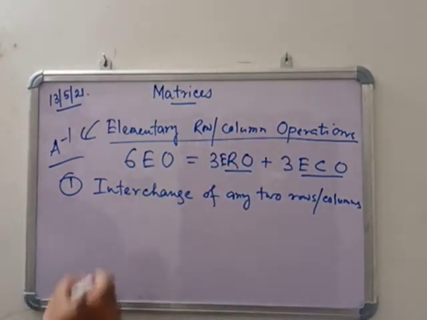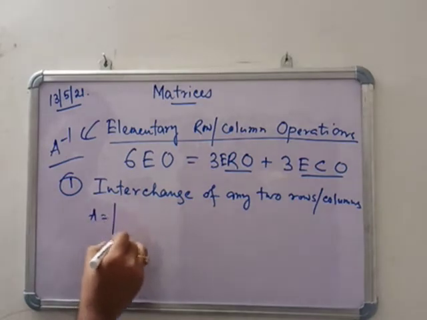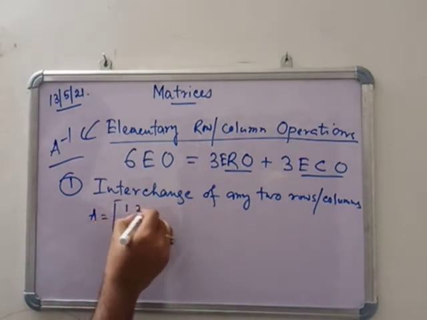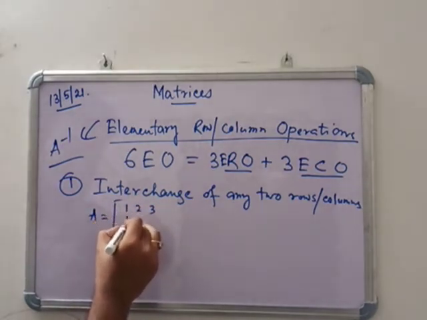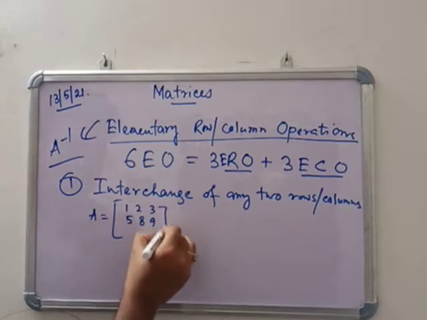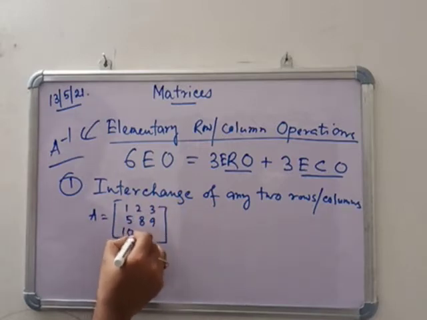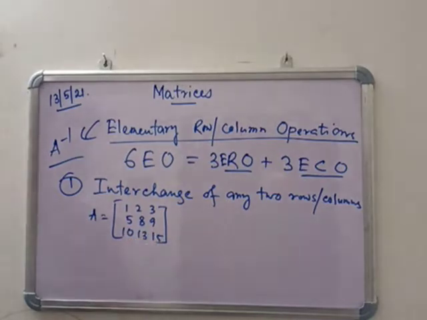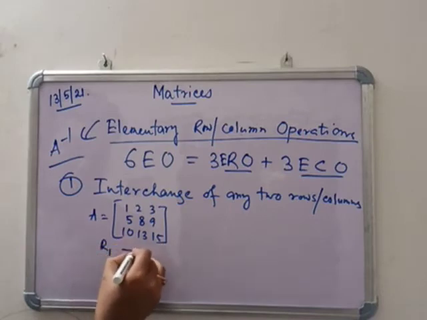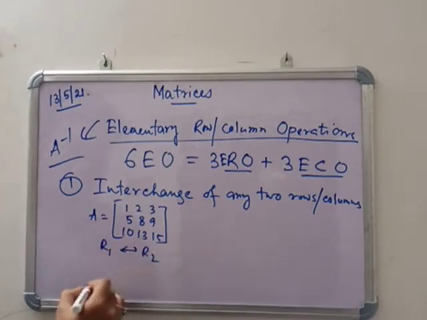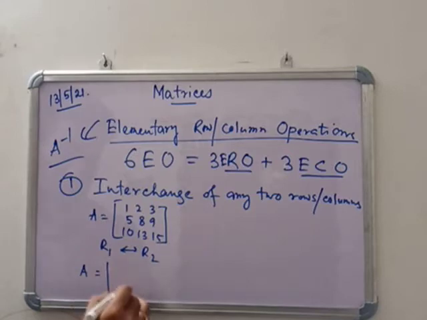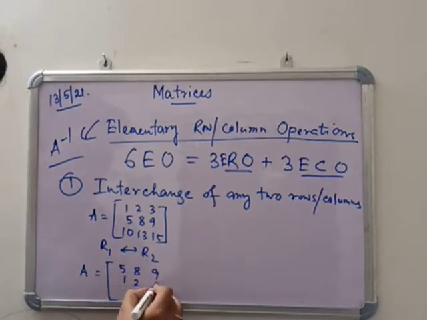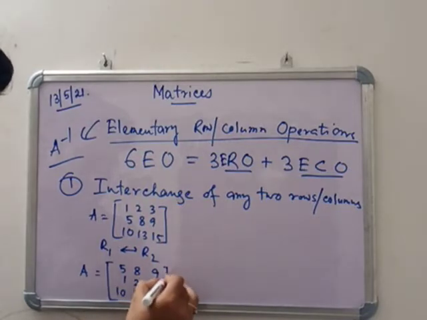Now, if we write A equals to 1, 2, 3, 5, 8, 9, 10, 13, 15, and we use R1 interchanging with R2, that means A equals to 5, 8, 9, 1, 2, 3, 10, 13, 15.